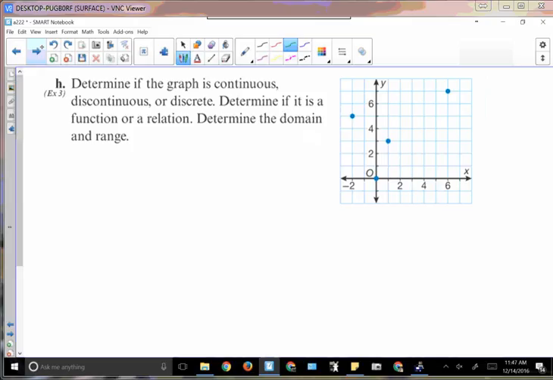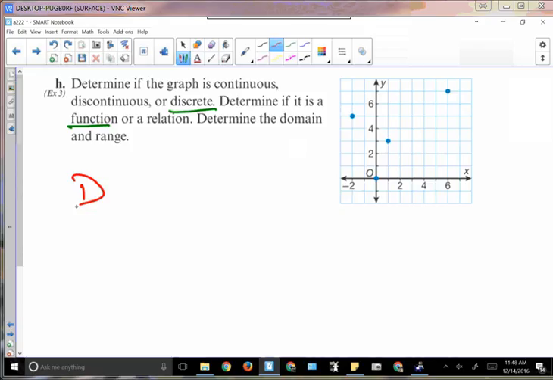So, what do we got, Kitty? Continuous, discontinuous, or discrete? Discrete. So, is it a function? Yes. Okay, so we'll go with function. What's the domain and the range? Okay, so what's the domain going to be here? Get the right color, I guess. So, what's the domain going to be, Micah?